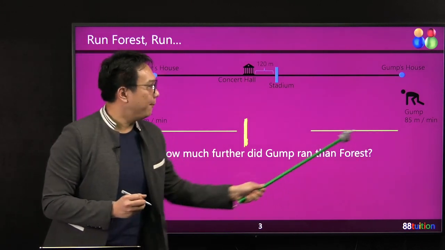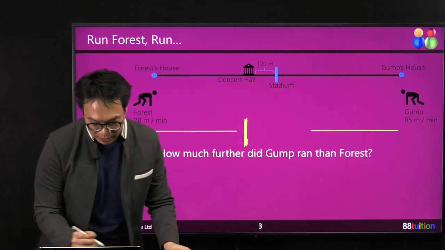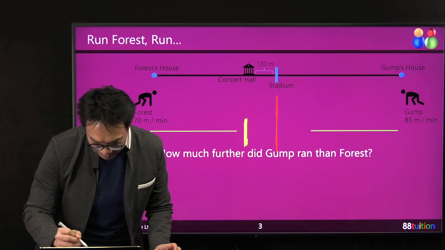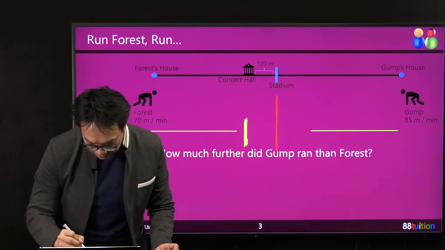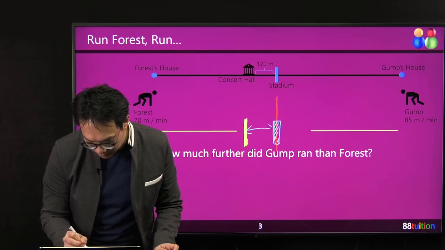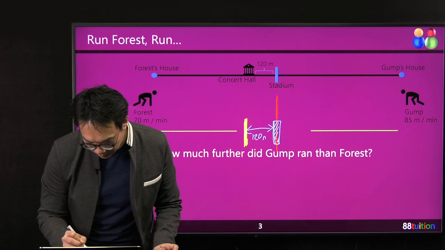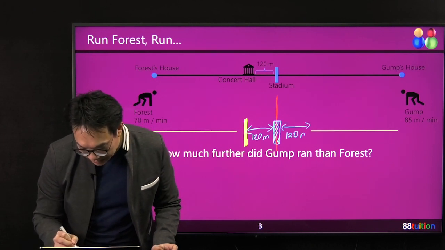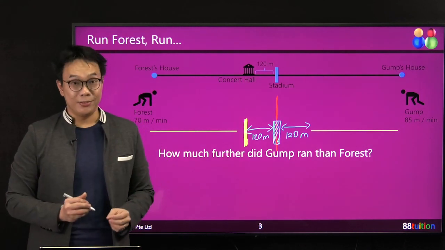Not only did Gum run this 120 meters, if the stadium is down here, can you see? This part is the stadium. Can you see the blue box down here? If this part is the stadium, and the question says that this is 120 meters, what is the gap from here to here? It's another 120 meters. Can you see now?